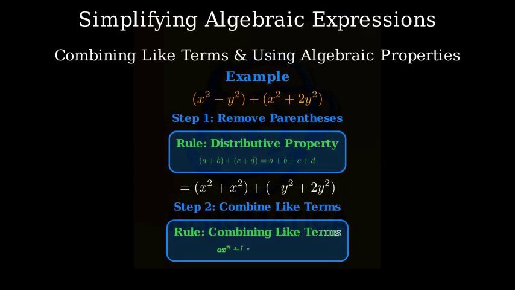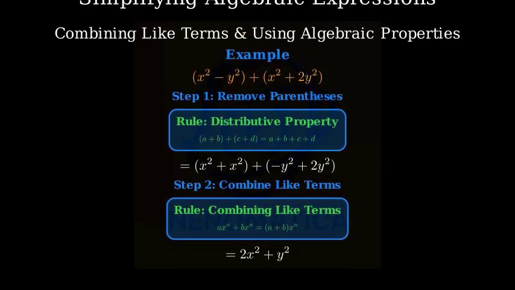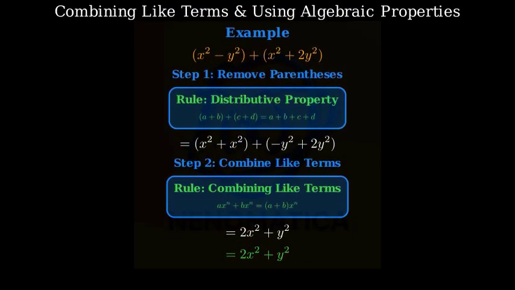We have 2x squared terms, so we get 2x squared. And for the y terms, we have negative y squared plus 2y squared, which simplifies to y squared. So our final answer is 2x squared plus y squared. Now, let's look at our second example.